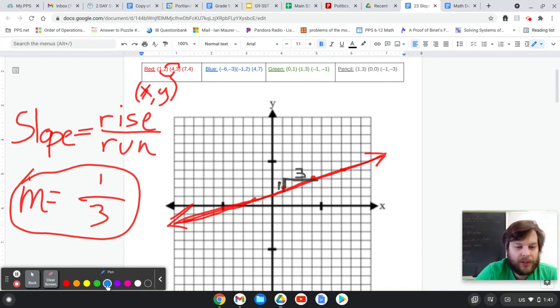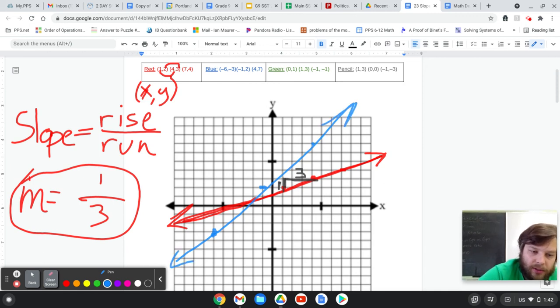I'm going to do the same thing just a little quicker with the blue dots now. So we have -6 comma -3. Oops, a little bit low. -6, -3 is right there. Then we have -1, +2 right here. Then we have +4, +7 right here. Connect those dots with a nice straight line.